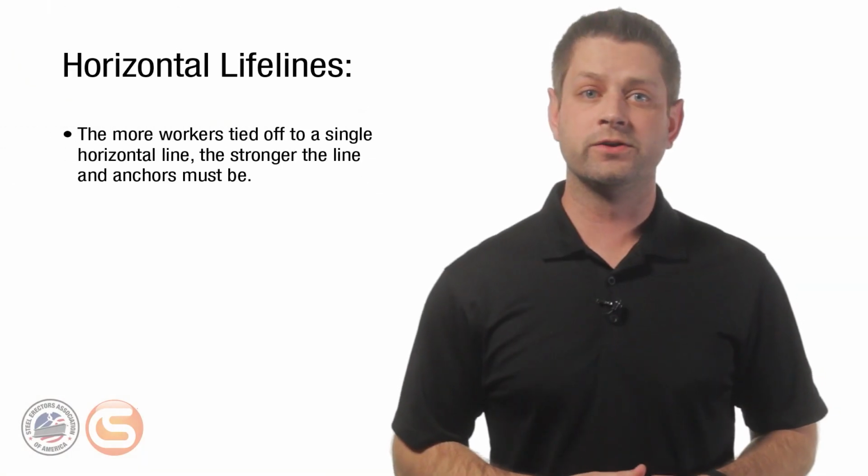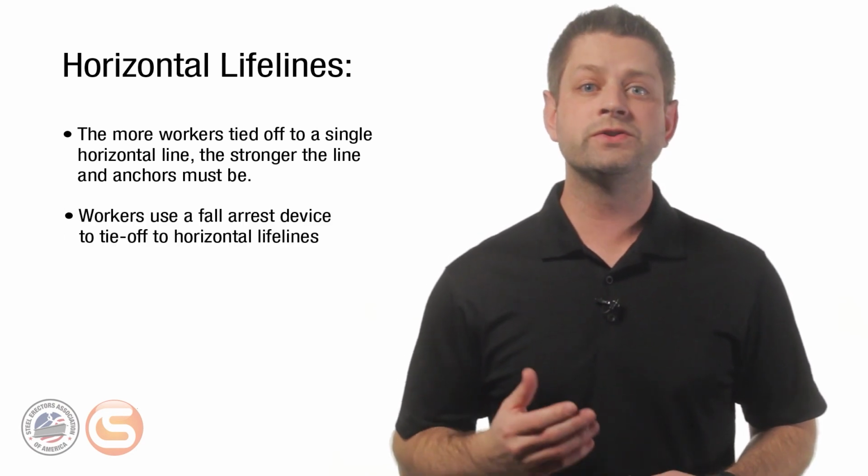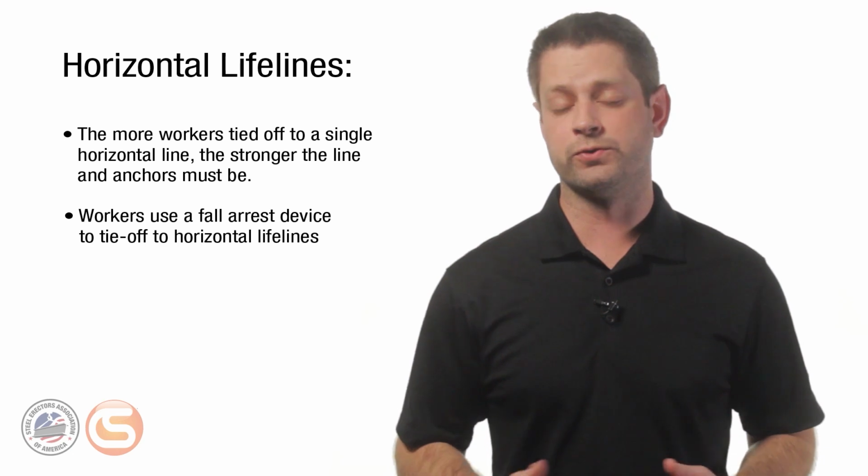Horizontal lifelines are connected between two fixed anchorages. They must be designed, installed, and used under the supervision of a qualified, competent person. The more workers tied off to a single horizontal line, the stronger the line and anchors must be. Workers use a fall arrest device to tie off to the horizontal lifeline.